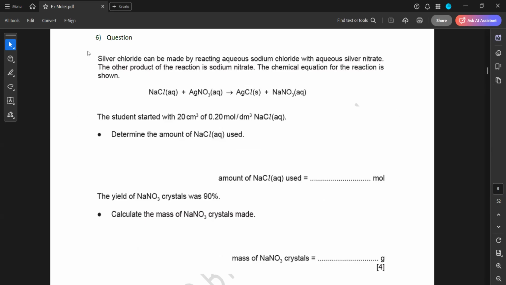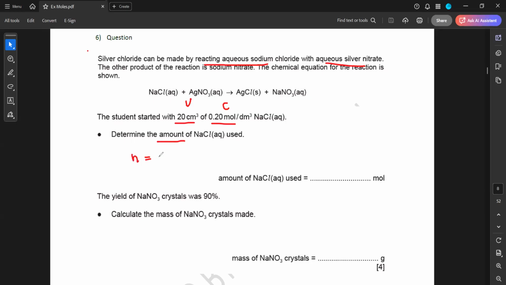So in this question 6, a silver chloride can be made by reacting aqueous sodium chloride with aqueous silver nitrate. The other products of the solution are there. The student started with 20 cm cube and 0.2. So he's having a concentration and the volume. Determine the amount of the moles.